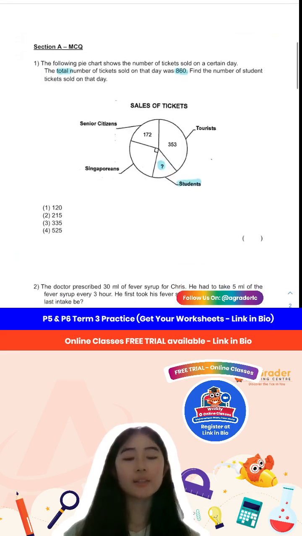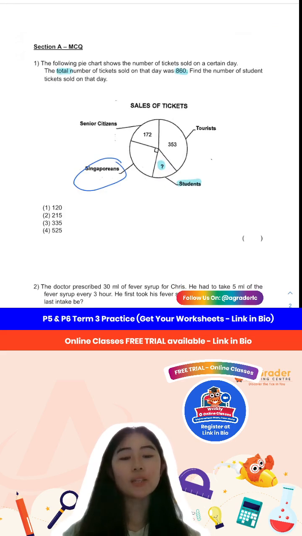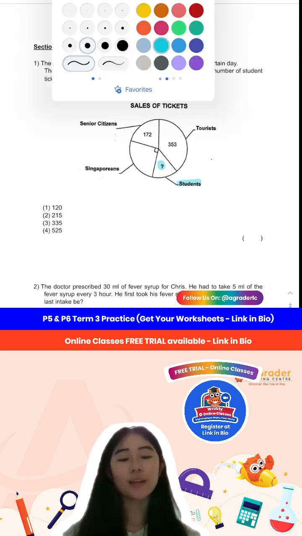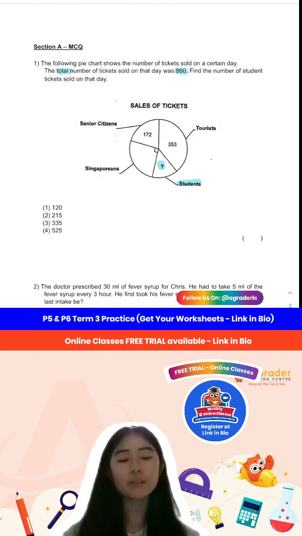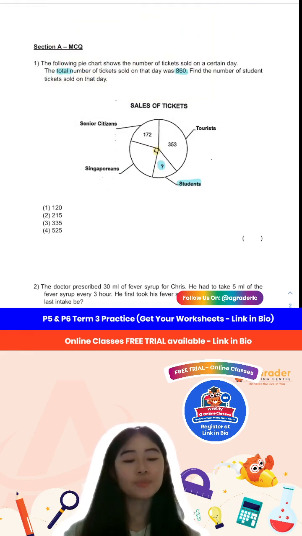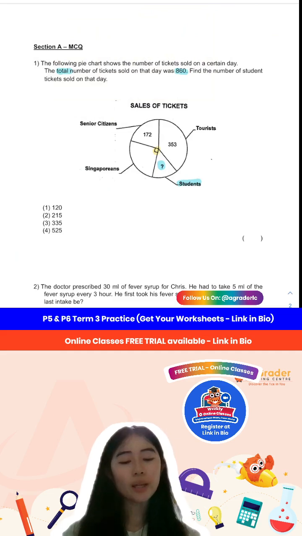Yeah, so let's look at this. For the Singaporean tickets, you notice that in the pie chart, they put a right angle, correct? So right angle means that it is 1/4 of the total. So to find the Singaporean tickets, you're going to use 860 divided by 4. You will get 215, okay?